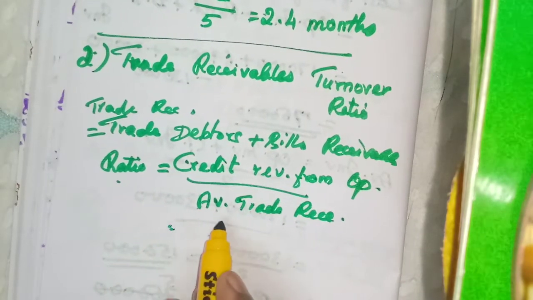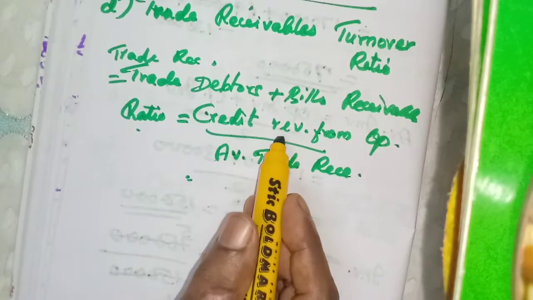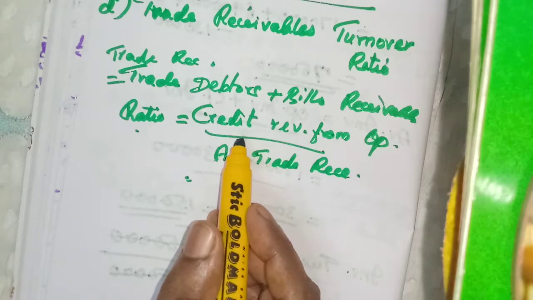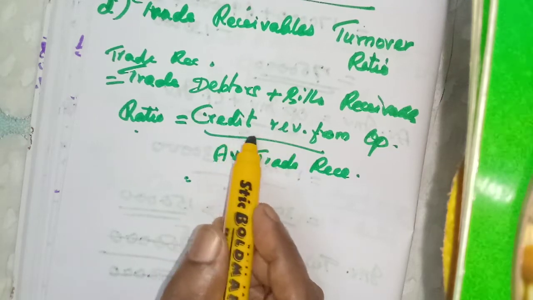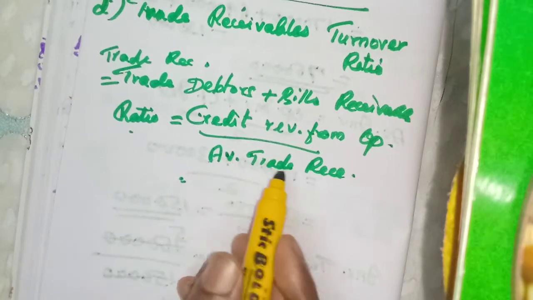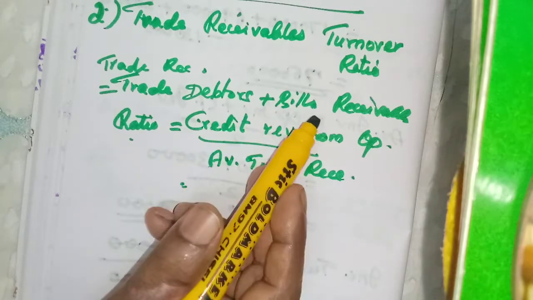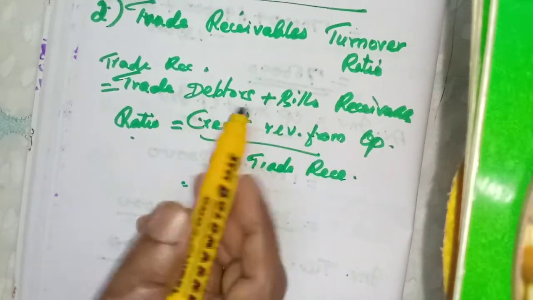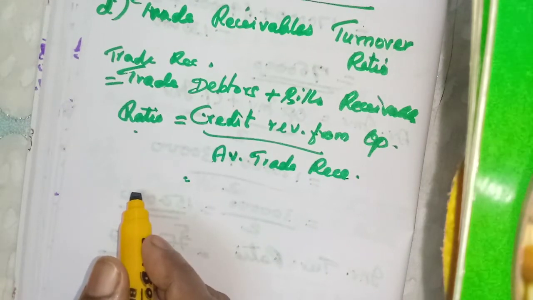Here, credit revenue from operation, that credit sale we have to calculate. If they have given total sales and cash sales, we can deduct the cash sale from the total sale. That gives the credit sales divided by average trade receivable, that is opening trade debtors and bills receivable plus closing trade debtors and bills receivable divided by 2. So that we need to calculate.